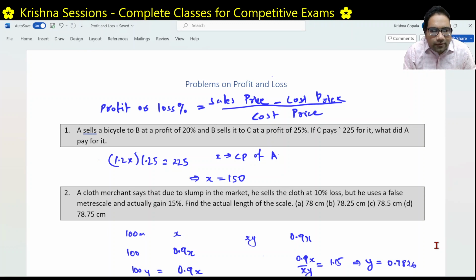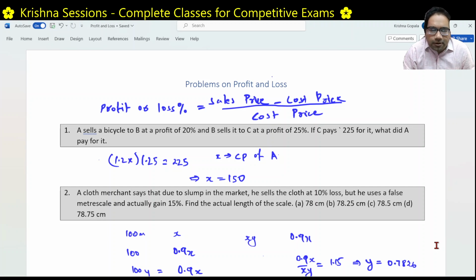Right. If I have to convert that into percent, this 20 rupees by the amount for which I have bought, 20 by 100. 100 is my cost price. So whatever is the loss or profit amount by cost price, that becomes the percent. So 20 by 100. Right. This is 0.2, which is equal to 20%. So 20% is my profit percent.